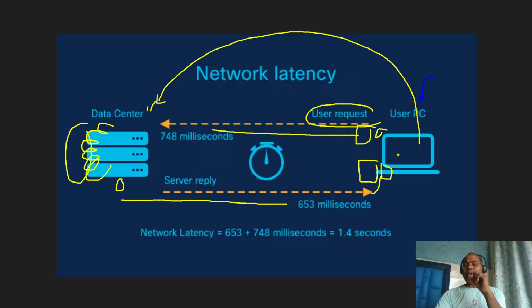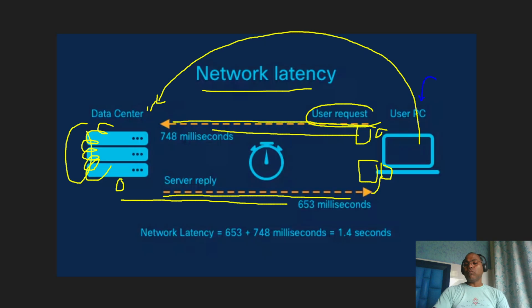So this time gap or time interval is known as latency, and our objective is low latency, this delay time as small as possible. Simple network latency means how much time your request travels on the network and how much time your response travels on the network. This is known as network latency.